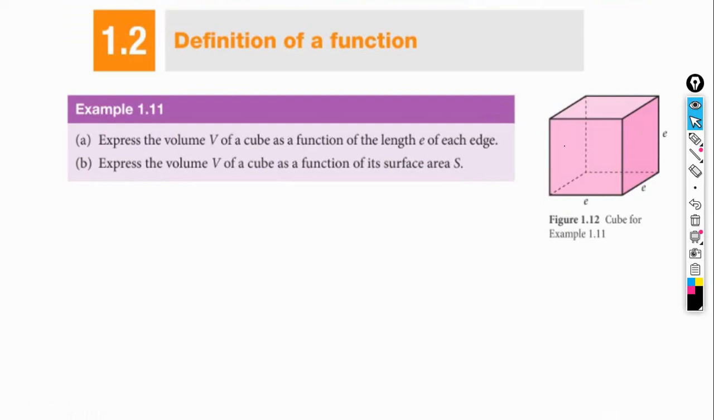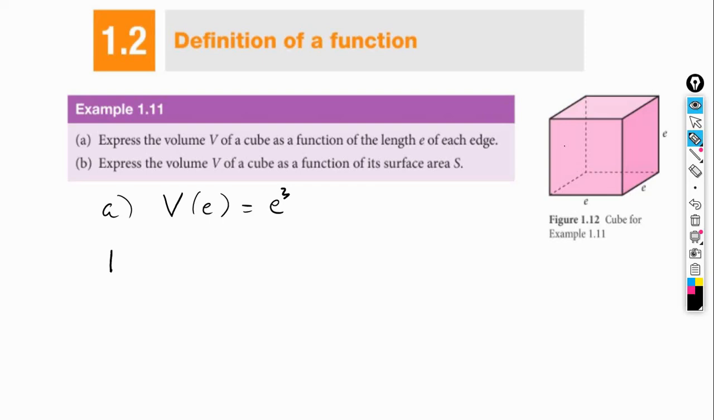And here we are with example 1.11, and part A says, express the volume V of a cube as a function of the length E of each edge. So, in this case, they just want us to express the volume in terms of E, the length of each edge. Because we want to use function notation, we would say V as a function of E is equal to E cubed, because that would give us the volume in terms of the length.